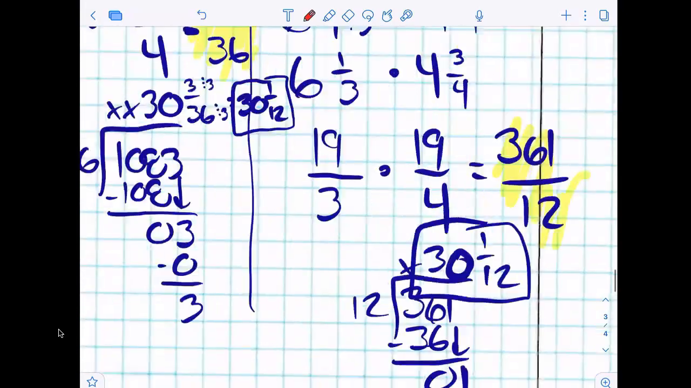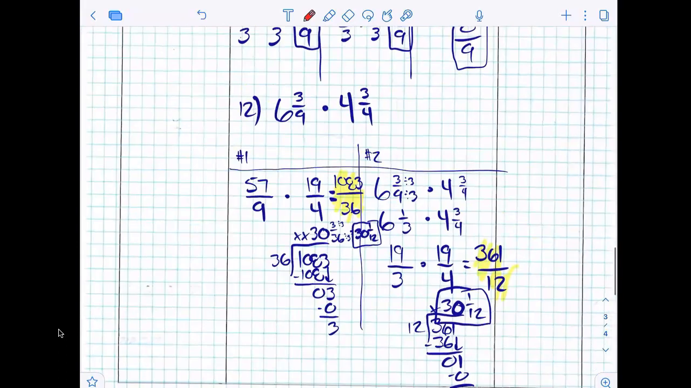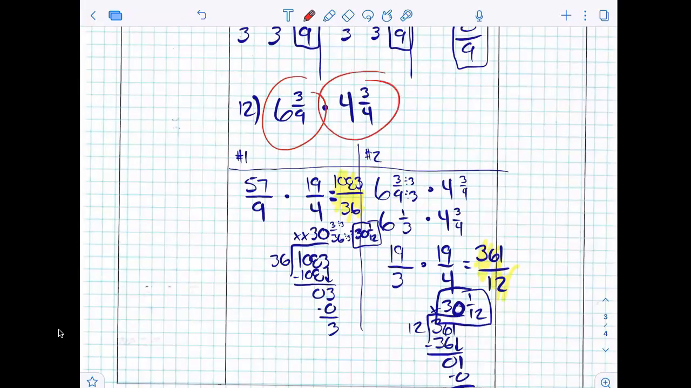Problem number, this one right here, the last one. We have a gigantic problem. We have 6 3/9 times 4 3/4. In this example, we just did around the world first, right? Yes. We ended up taking 1083 and dividing it by 36 to get our final answer, yes?